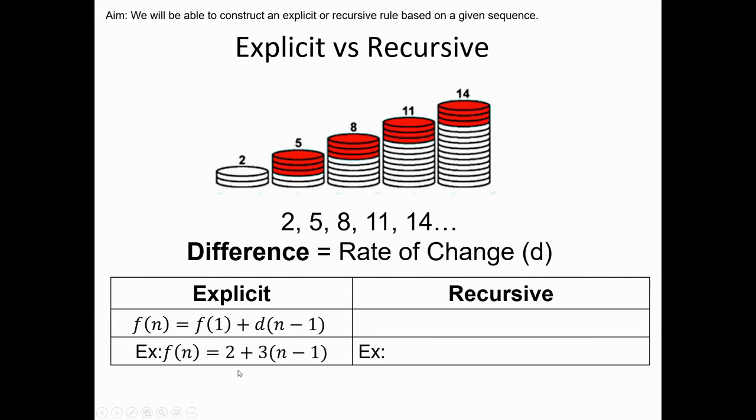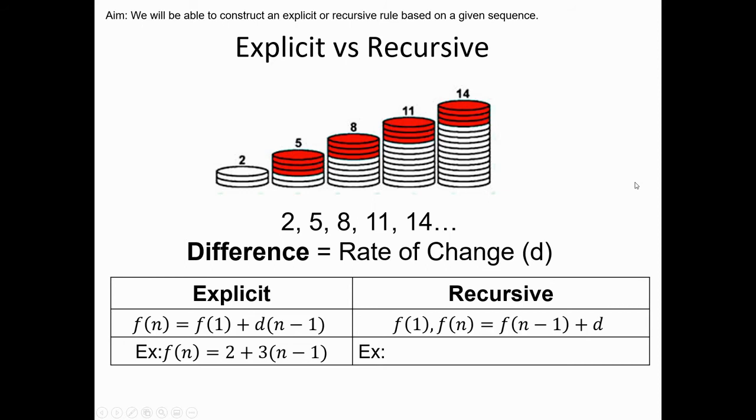So that is explicit. And recursive, even though we didn't really talk about it, is actually what you were doing earlier. What's the next stack? 17, because you took the previous answer and added 3. And after that is 20, because you took the previous answer, added 3, so on and so forth. So recursive represents that thought process of just slowly adding or subtracting 1 at a time.